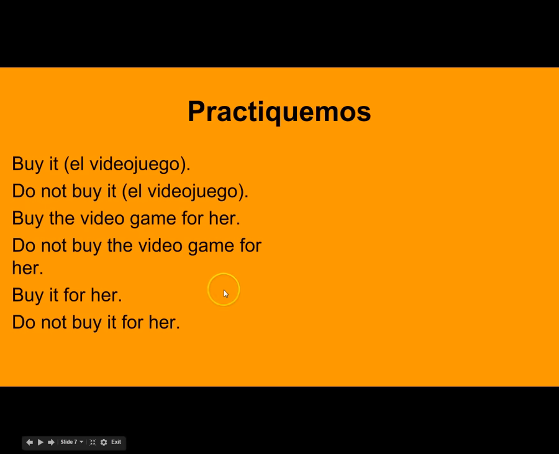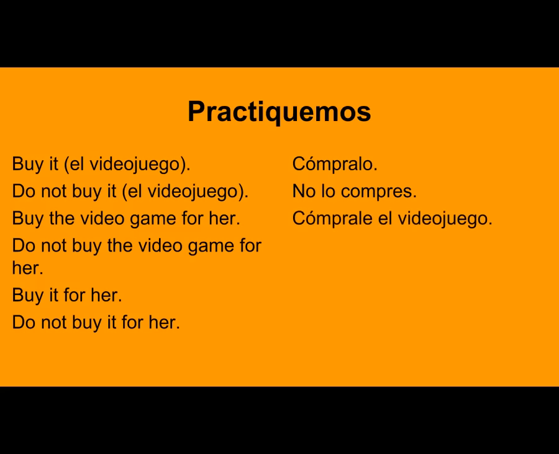Practiquemos. Buy it. The it refers to the video game. Cómpralo. Don't buy it. No lo compres. Buy the video game for her. Cómprale el videojuego. For her is the indirect object pronoun. The indirect object pronoun for her is le. Do not buy the video game for her. No le compres el videojuego.